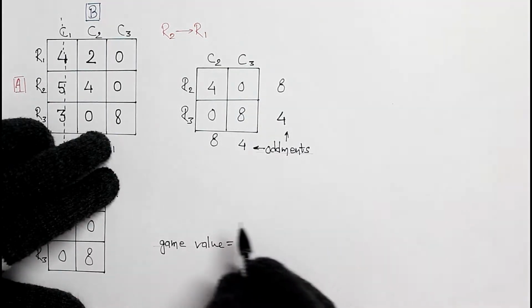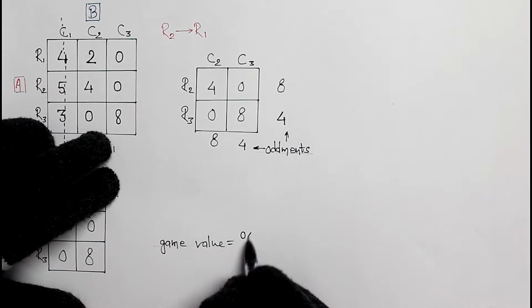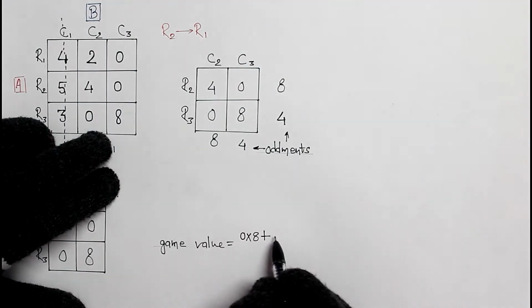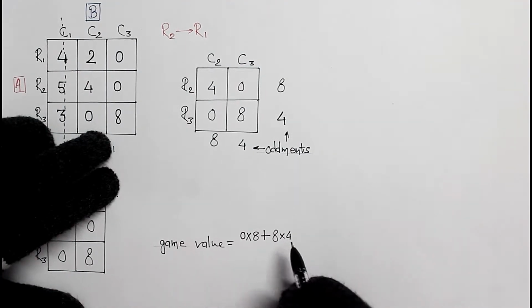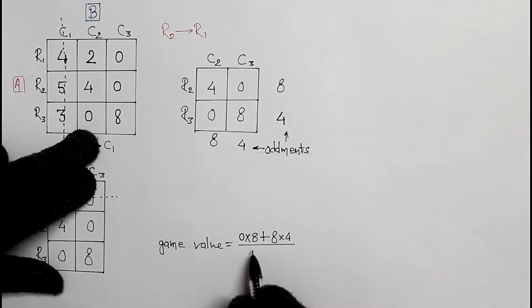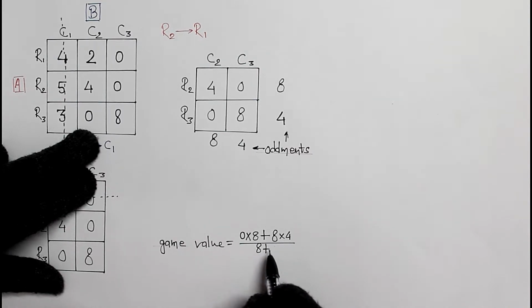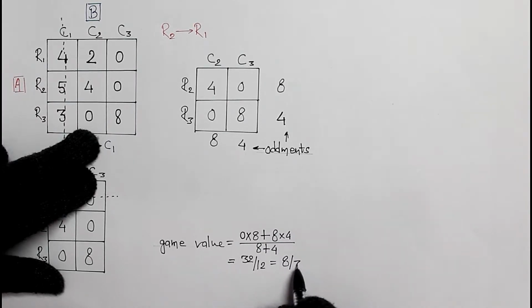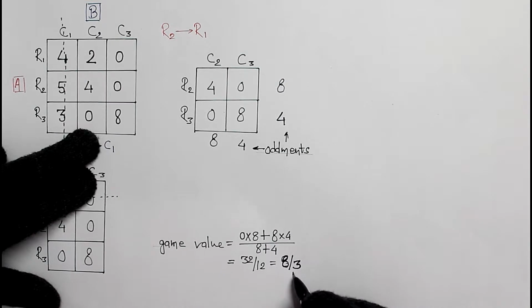Zero into 8 plus 8 into 4, divided by the sum of these two oddments. So this is the procedure to obtain the game value. And the value is 32 by 12 equals 8 by 3. 8 divided by 3 is our game value.